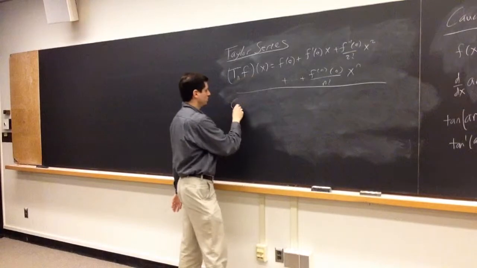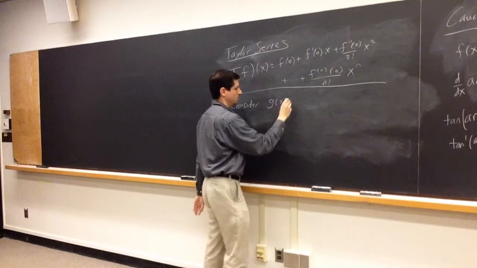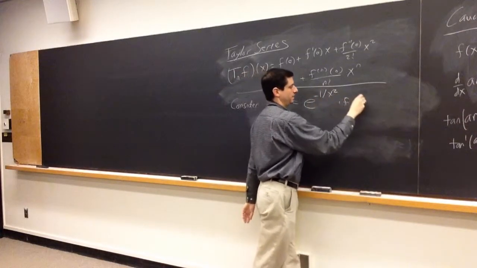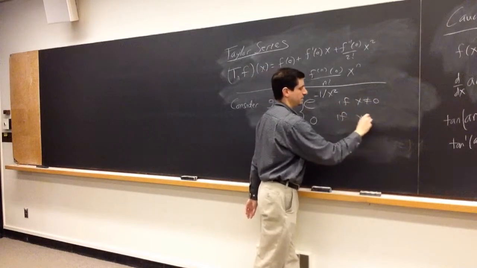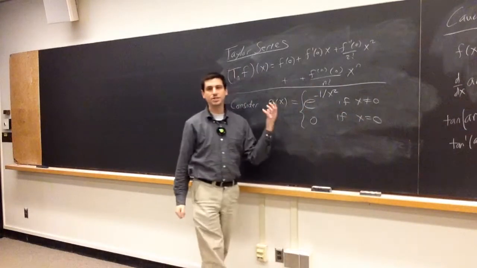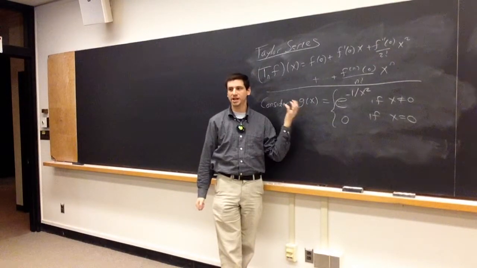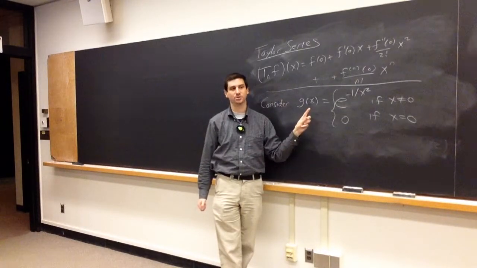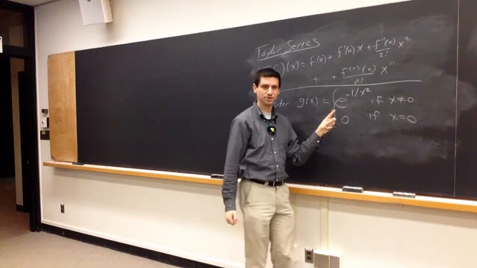So consider g of x is e to the minus 1 over x squared if x does not equal 0, and 0 if x equals 0. This is one of the reasons why real analysis is such a hard subject. Real analysis allows you to talk about a function like this. Complex analysis does not. This function is not complex differentiable. This function is real differentiable, but it's not complex differentiable.